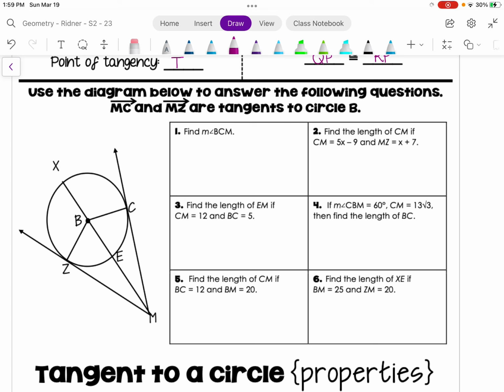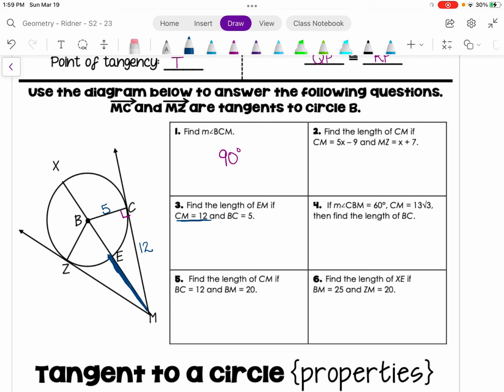Okay, so we want to find the measure of angle BCM. So that means I'm actually finding the angle at C there. Well, according to our theorem, that one has to be perpendicular, so it has to be 90 degrees. If the length of CM is 12 and BC is 5, we want to find EM.